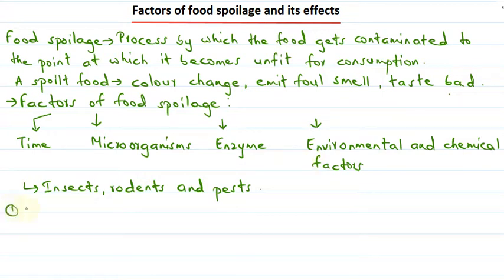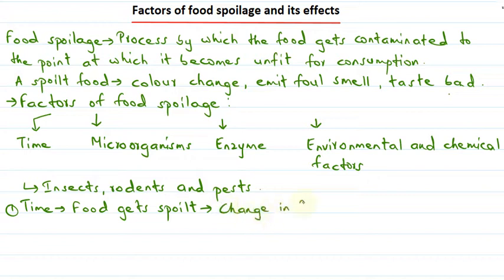Let's look at these one by one. Let's start with time. What happens? The food gets spoiled, and it happens due to the change in the food itself in the course of time. So in the course of time the food itself changes, and this causes the food to get spoiled.